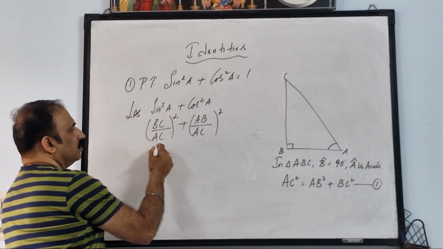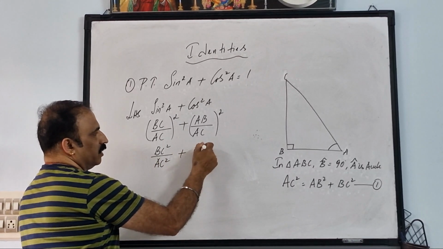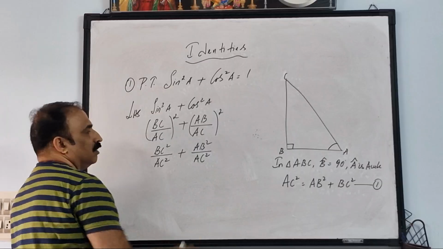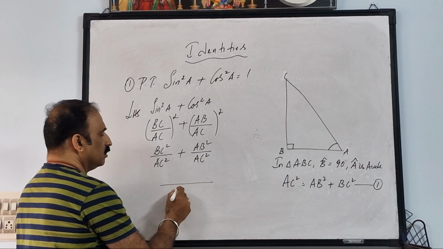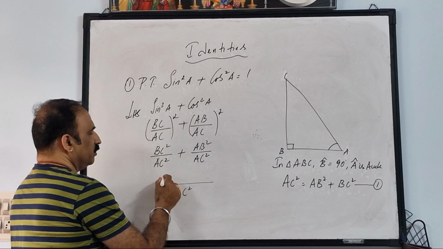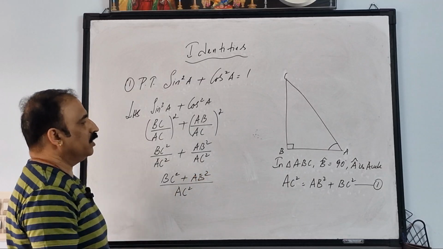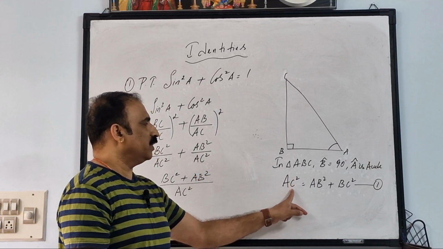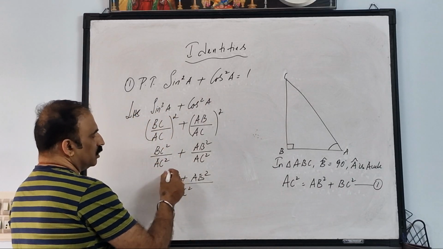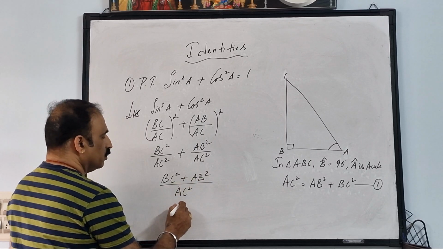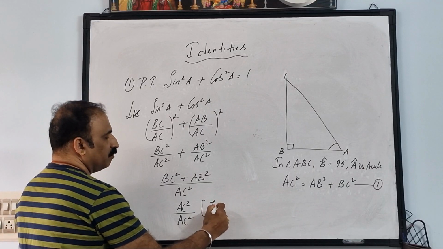Now if you square it up, it is BC square divided by AC square plus AB square divided by AC square. Now we have got a common LCM here. LCM is AC square. So if it is common LCM, then we take it as BC square plus AB square in the numerator. Now if you look into the first equation, it says AC square is equal to AB square plus BC square, or it is BC square plus AB square. Now from equation 1, the whole of this value is going to be AC square divided by AC square.